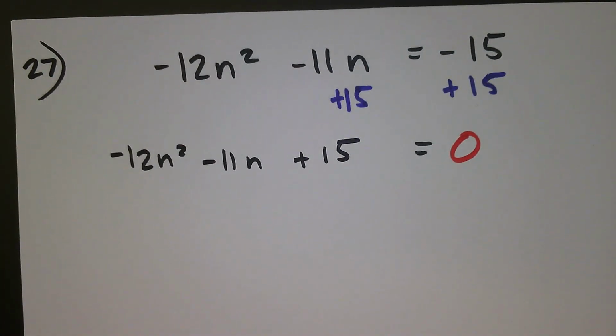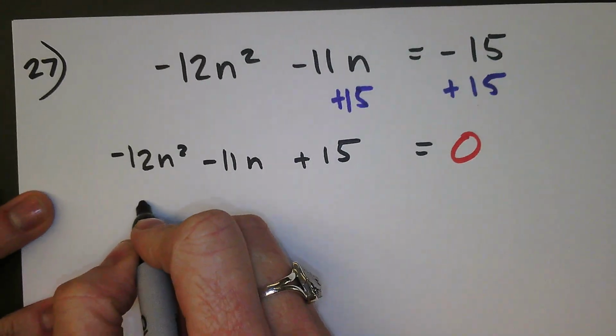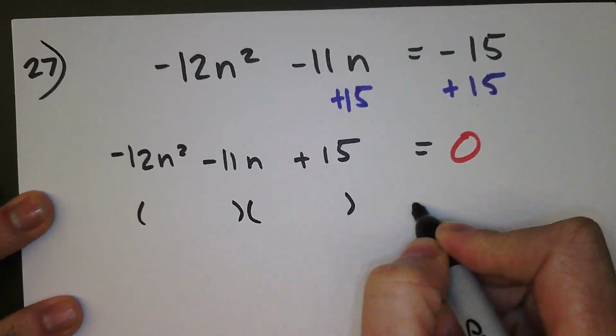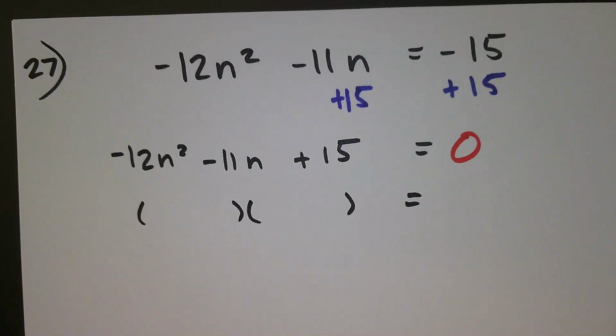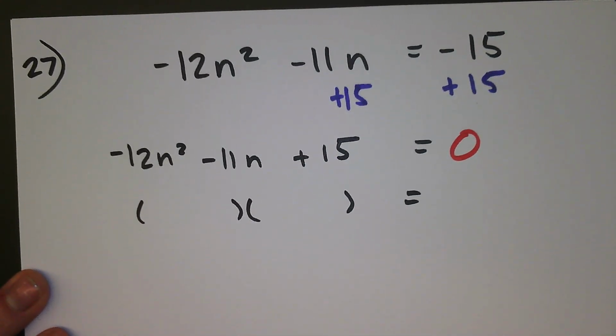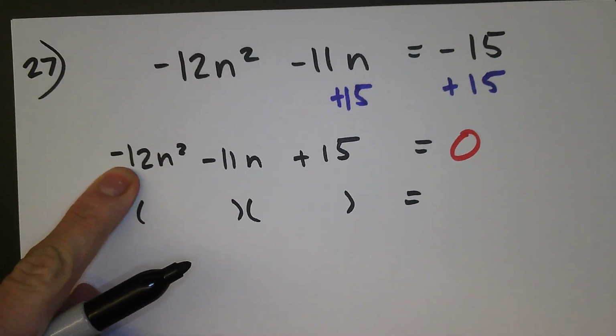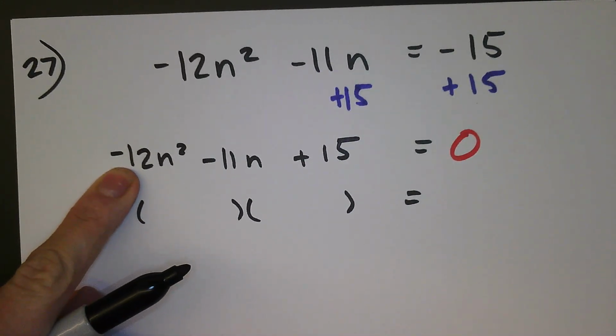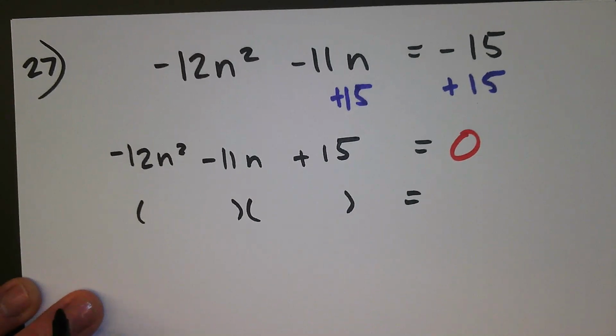So I need to create a multiplication problem. I need to create this, something times something equals 0. In order to do that, I am going to set up an area model. So I'll do that over here. But one thing I should really do first is, I've got a problem. I've got a negative here, which I don't want to have. So I'm going to divide everything by a negative 1.